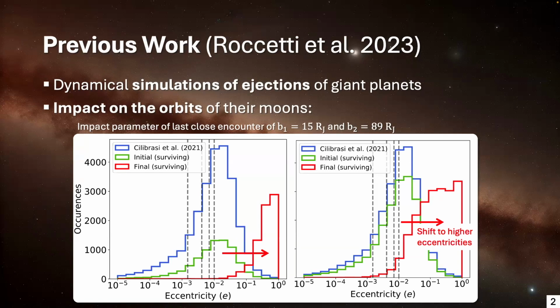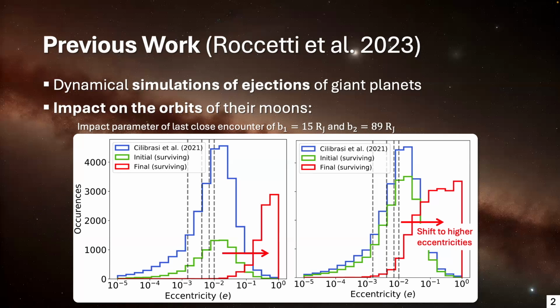So she did some n-body dynamical simulations of the ejections of giant planets. She started with unstable configurations, as we learned also already, I think yesterday. Having 3 giant planets in a system is really unstable. So that's what she did, and then looked at the impact parameters of the last close encounter. And here are 2 representative cases of a really low and a relatively high impact parameter on the left and on the right.